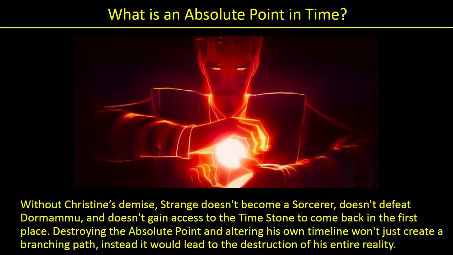Because without Christine's demise, Strange doesn't become a sorcerer, doesn't defeat Dormammu, and doesn't gain access to the Time Stone to come back in the first place. Destroying the absolute point and altering his own timeline won't create just a branching path, notice, branching path. Instead, it would lead to the destruction of his entire reality. So this is a fascinating new concept, saying there are some things you cannot go back in time and change. Yeah, it creates a branch, we get that, but he cannot create a branch where Christine didn't die, because if she didn't die, he wouldn't have become Doctor Strange. I love it. Fascinating. Will be really interesting to see if this comes into play later in the multiverse saga.